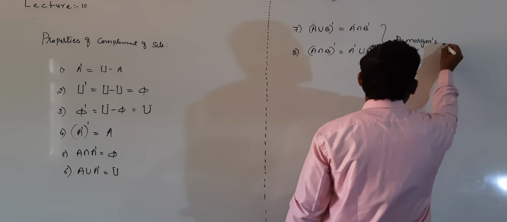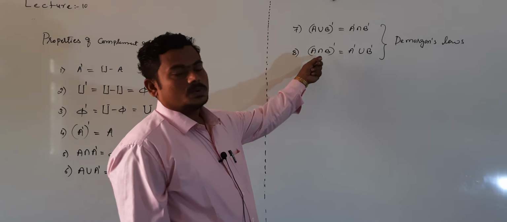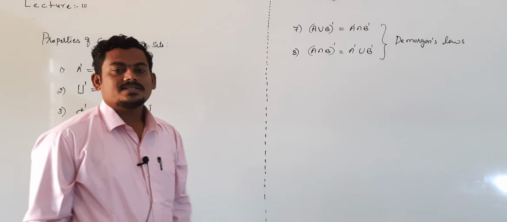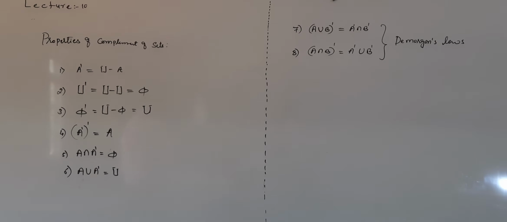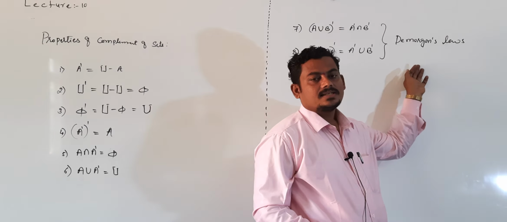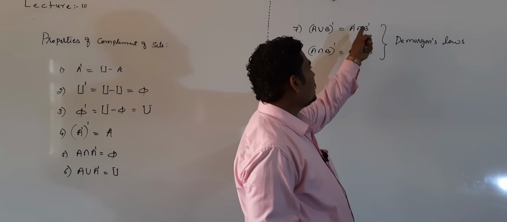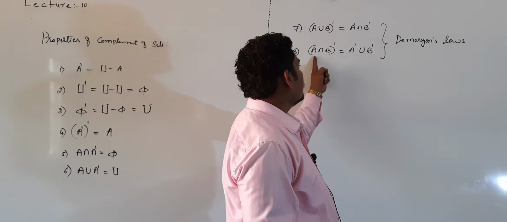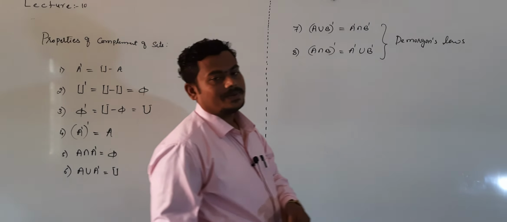De Morgan's laws. These two properties are called De Morgan's properties or De Morgan's laws. De Morgan was a scientist. A union B whole complement is A complement intersection B complement. A intersection B whole complement is A complement union B complement.